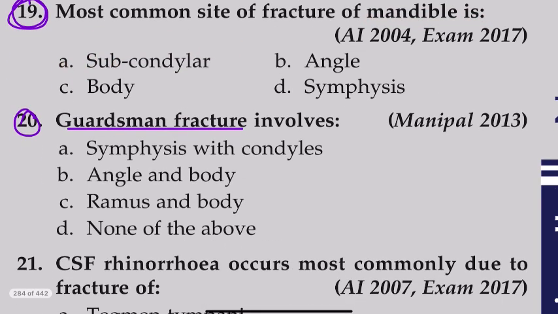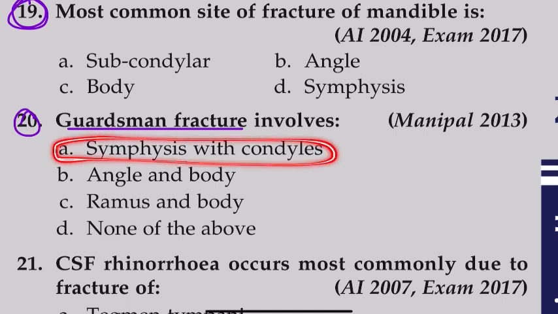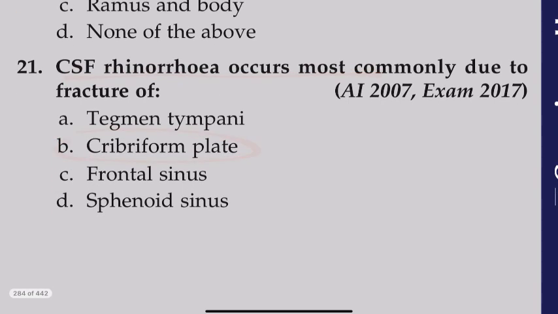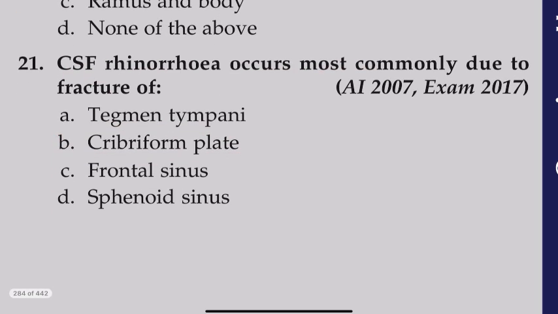Guardsman fracture involves symphysis with condyles, right? Okay. CSF rhinorrhea occurs most commonly due to fracture of what? A fracture of the cribriform plate, right? It occurs because of fracture of the cribriform plate.